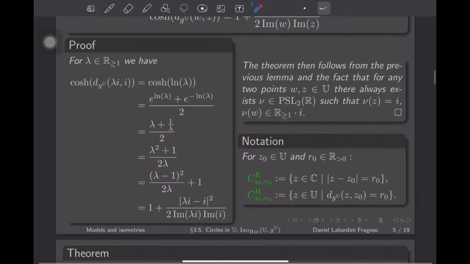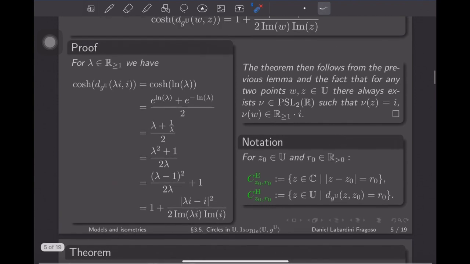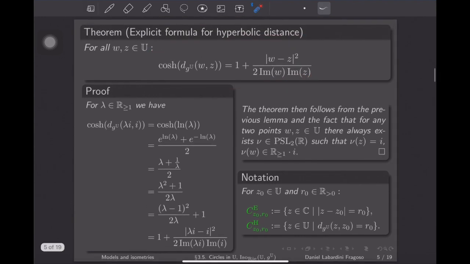Okay, and this is, well, the one I just wrote on the left, and here you see this is precisely this, because when I take just the imaginary part, it is just lambda minus 1, square, where of course lambda is the imaginary part of lambda I, and 1 is the imaginary part of I. So at least for these 2 points, the claim is true. So the theorem is at least true for W equal to lambda I and for Z equal to I.